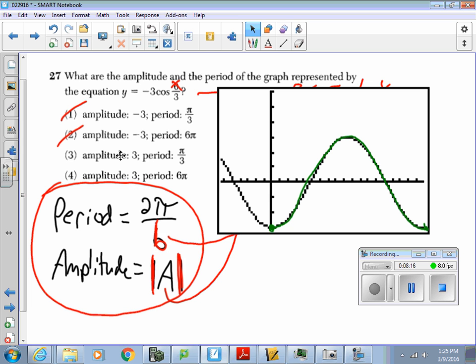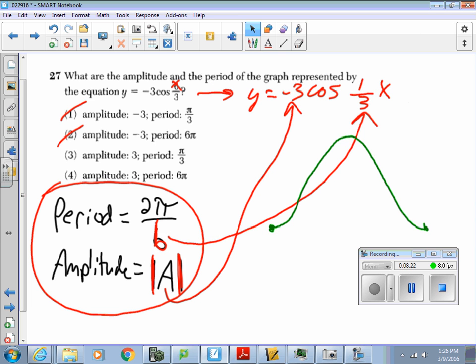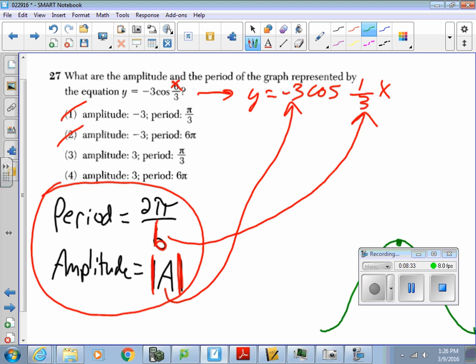So what we're going to do is just plug in. Let me get rid of this graph. And get rid of that. We have been talking about this in class today, so it should be something that's fresh on your mind if you're watching this today. All right, so what you're going to do is plug in for b your 1/3. So our period is going to be 2 pi divided by 1/3. And 2 pi divided by 1/3 is the same as 2 pi times 3 over 1, which is going to give us 6 pi. So that's going to make our answer number 4.